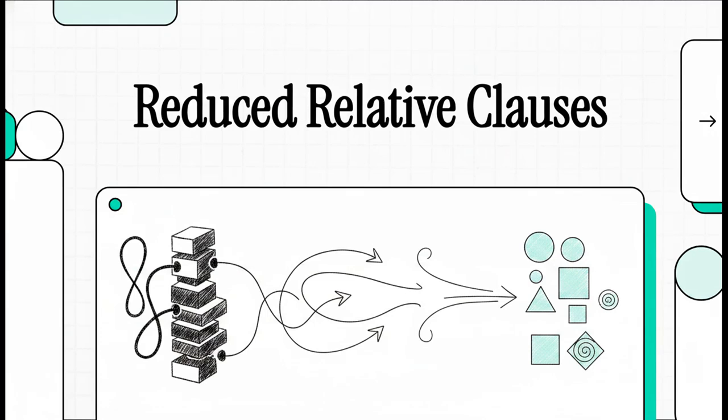Today, we're unlocking an absolute secret weapon of native English speakers, reducing relative clauses. Let's be honest, native speakers are all about efficiency. We love to speak fast and, whenever possible, just drop words to keep a nice, smooth flow. So if you've ever felt like your English sentences are just a bit too clunky or wordy, this is exactly what you need to sound a whole lot more natural.